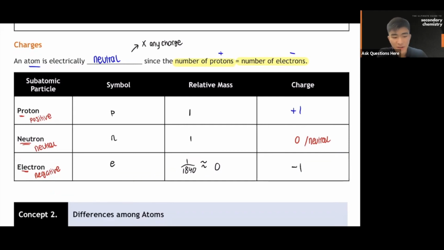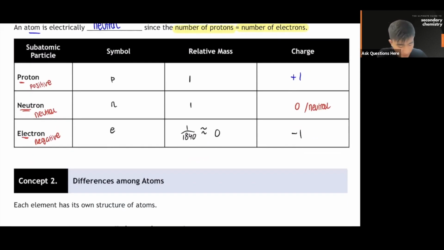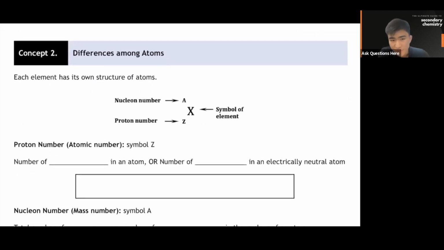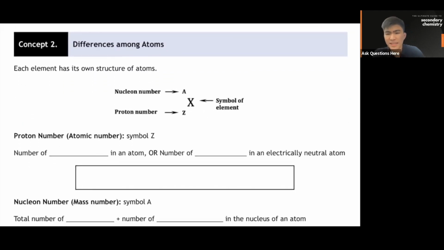Okay, let's move on to concept number 2. Concept number 2 is one that sometimes students will get confused about because they haven't learned this properly in lower secondary. When they come to upper secondary, they realize that it's a little bit difficult to understand. They realize that last time when they looked at the periodic table in secondary 2, it was just a table with a lot of values, but they didn't really know how to use it.